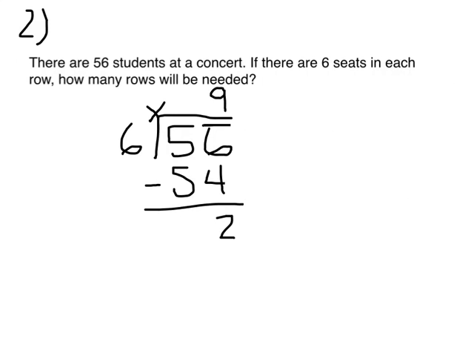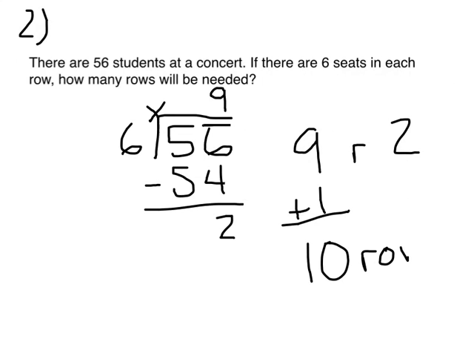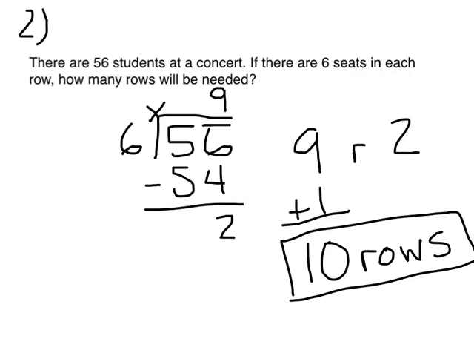So, let's think about what our answer means in the context of the problem. There are 9 full rows with 6 students and 2 students left over. 9 is not enough rows to seat all of those students. There would be 2 more students left over. So I need 1 more row for those 2 students. The answer is 10 rows. 10 rows would be needed to seat all of the students: 9 full rows and 1 extra row for those last 2 students.